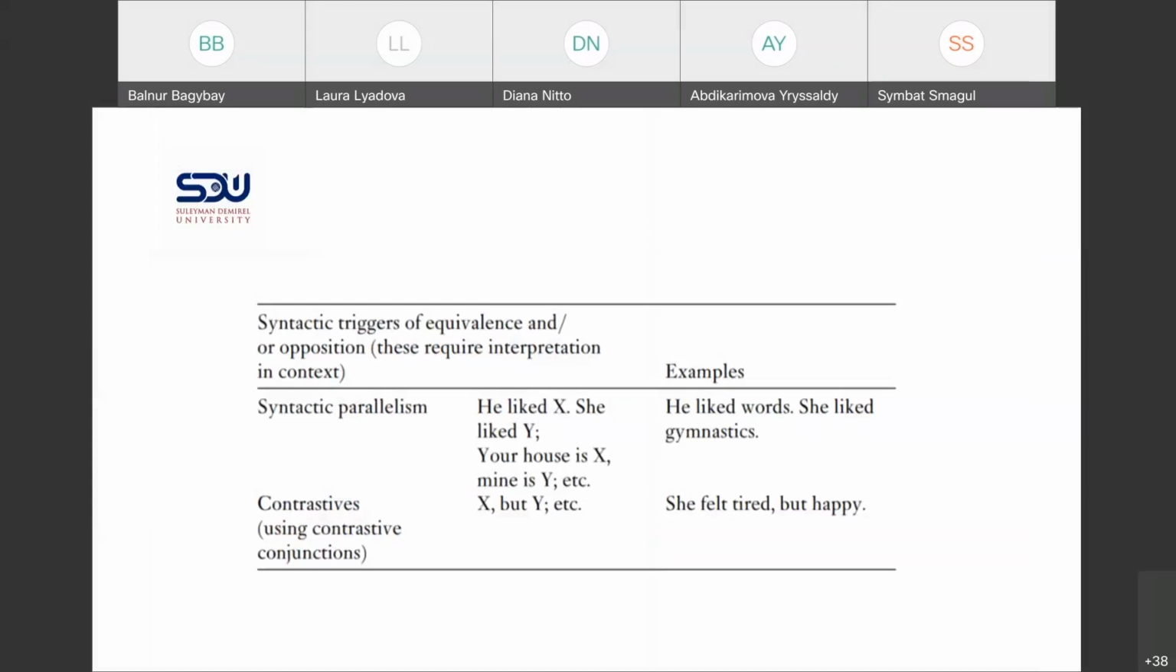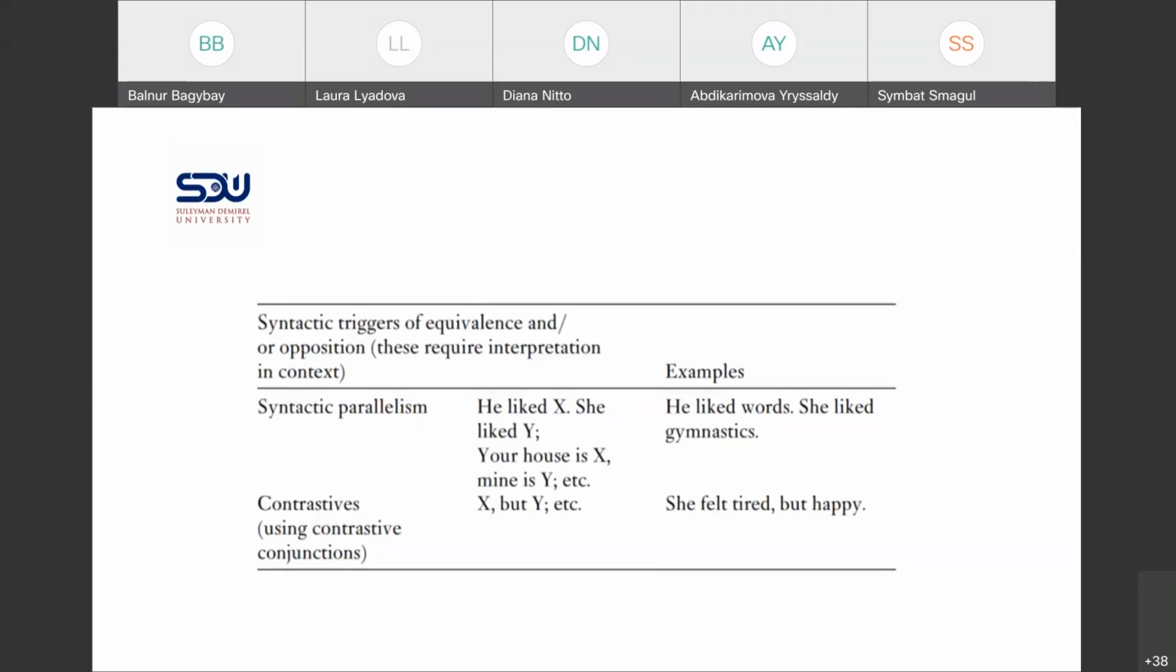So we have the parallelism, syntactic parallelism that we actually already discussed. They may trigger equivalence. This kind of a syntactic way of creating sentences, they produce the equivalence or opposition depending on the context. For instance, he liked words, she liked gymnastics. So it's like the opposition, in my opinion, here, right? Like the author is showing that two people are having different tastes in that very sense.